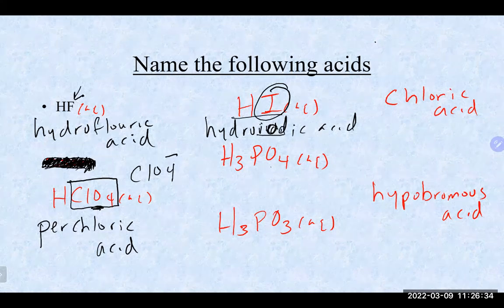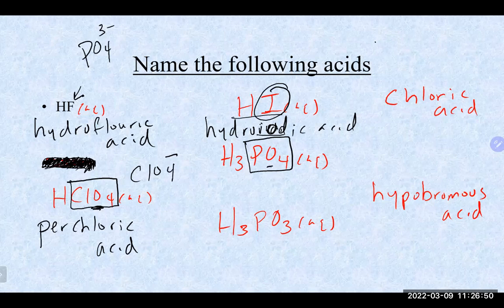Coming here, we do see oxygen, so we want to isolate our polyatomic ion, which is PO4. From our polyatomic ion list, that is PO4 3-, which is why there are 3 hydrogens, right? Each at +1 balances it out. That is phosphate, which means this should be phosphoric acid. Any questions on that one?